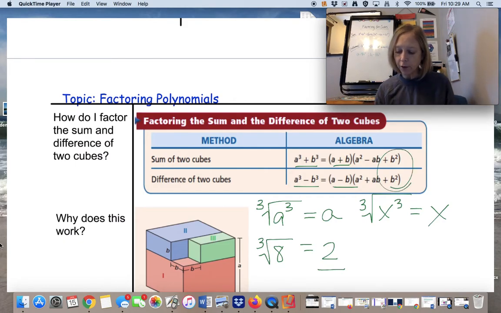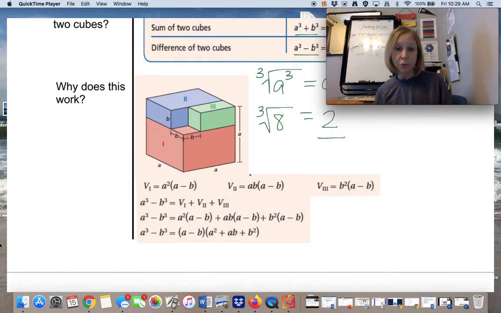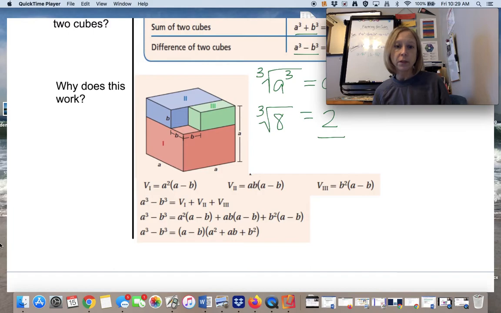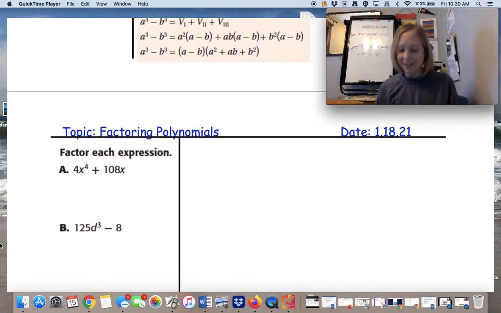The proof of this formula is below, or one proof of it. This is a proof of the difference of two cubes, and it's a visual geometric proof. So we have a larger cube and we remove one. So this is in the textbook as well with some more explanation, but I just wanted to put that there, that this isn't math magic, okay? We can prove this. All right, let's start with example A.